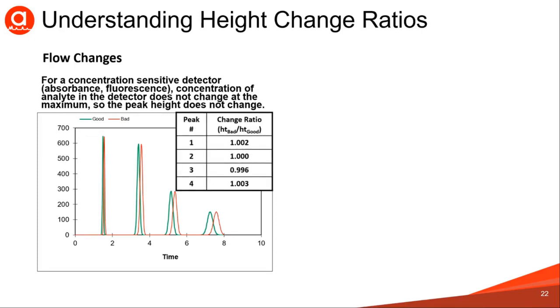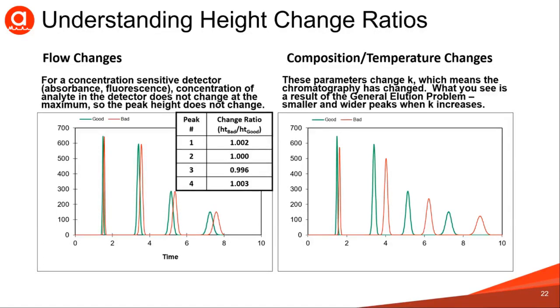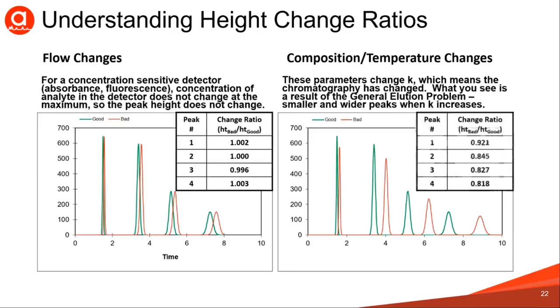Now the same does not happen when we have a composition or temperature change. These thermodynamic parameters are changing the value for K, which means the chromatography has changed. So what you see here is a result of the general elution problem. As we go to more and more retention, K increases, the peaks get wider, and the peaks get shorter. So if you compare the change ratios on the left side, which are nearly identical and unchanged for flow rate changes, with the peak height change ratio on the right side, again, you see a steady decrease in the change ratio for height. Again, because the peaks are getting smaller or shorter because they are staying on the column longer. They're also getting wider.